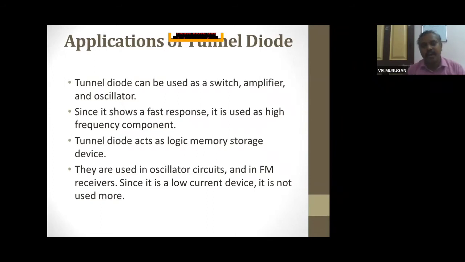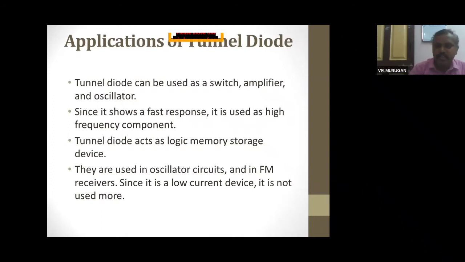Last but not least, they are used for oscillator circuits and FM receivers. Since it's a low current device, it is not used more. It can be used in an FM receiver. This is frequency modulation, because you can segregate high frequency and low frequency, that is, the carrier frequency and the message frequency. Easily you can segregate and store it. That is why it is used for FM receivers, as a low current device. These are the applications of the tunnel diode.